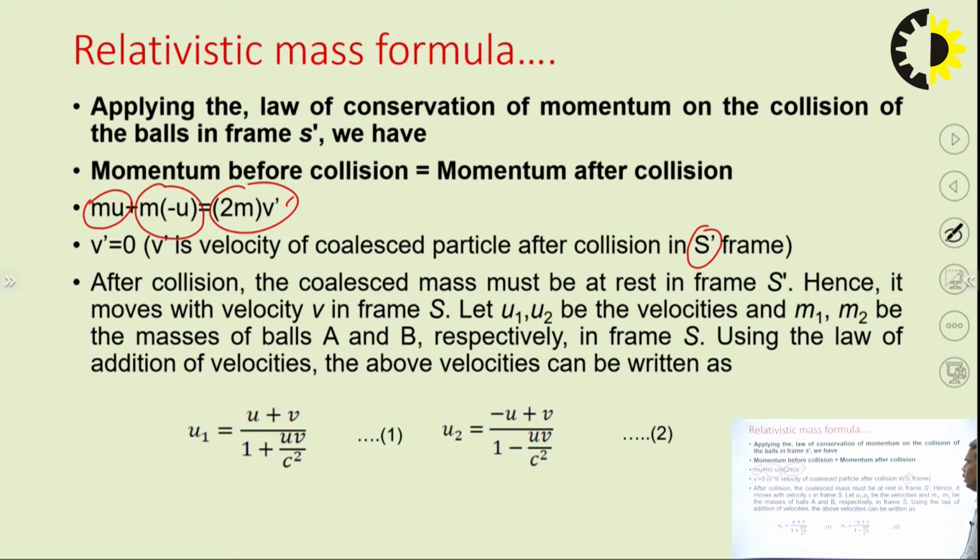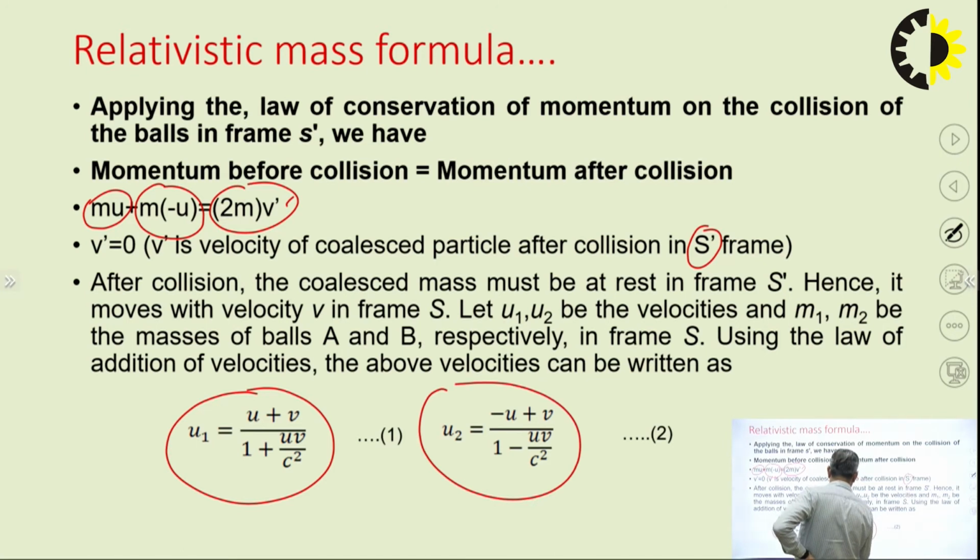After collision, the collapsed mass must be at rest in frame S prime, hence it moves with velocity v in frame S. Now, let u1 and u2 be the velocities and m1 and m2 be the masses of balls A and B respectively in frame S. Using the law of addition of velocities, the above velocity can be written. So, this is the formula known as addition of velocities, which we have seen in earlier slides.